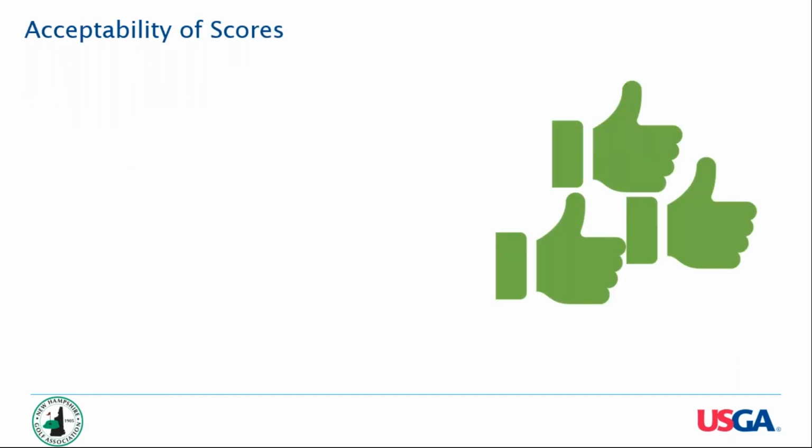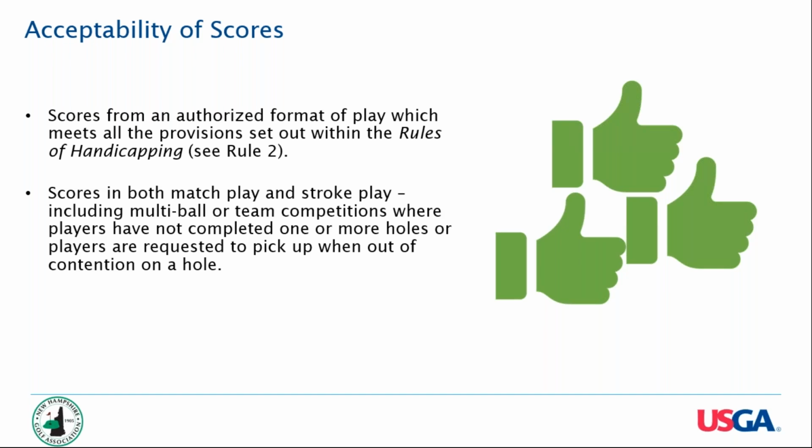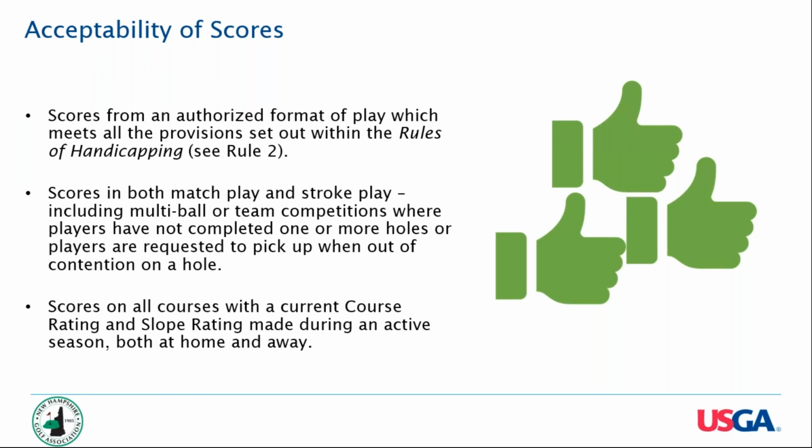So acceptability of scores. These are not a change. These are the same, but I do want to go through these just to have them covered here. Okay. So acceptable scores to be posted. Scores from an authorized format of play, which meets all the provisions set out within the rules of handicapping. Scores in both match play and stroke play, including multi-ball or team competitions where players have not completed 1 or more holes or players are requested to pick up when out of contention on a hole. And scores on all courses with a current rating and slope made during an active season, both at home and away.